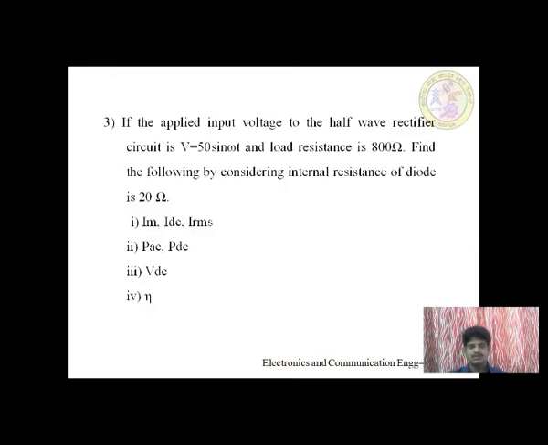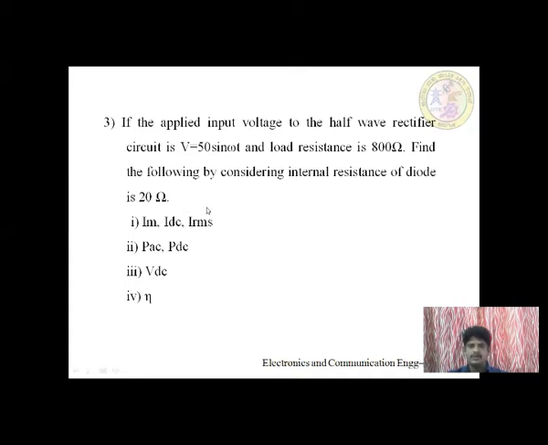Next, move to the third problem. If the applied input voltage to the half wave rectifier circuit is V equal to 50 sin omega t and the load resistance is 800 ohm, find the following by considering the internal resistance of the diode is 20 ohm. In this, we can see they have given the input voltage to the half wave rectifier, and the load resistance is given as 800 ohm, and they have also mentioned the internal resistance of the diode.